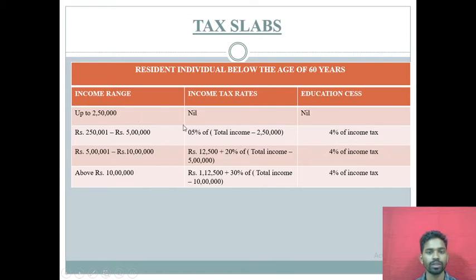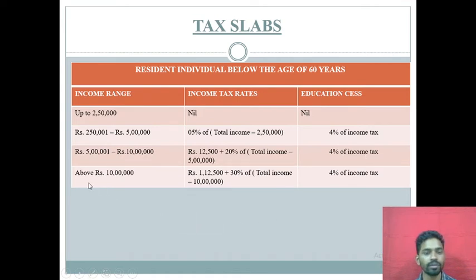Whatever tax comes, on that tax he has to calculate 4%. Next, rupees 5 lakh to rupees 10 lakh, he has to pay how many percentage? 20%. Now how to calculate this 20%? It means total income minus the 5 lakh, whatever amount comes, on that amount he has to pay 20%. And this 12,500 came from the previous category. He has to pay 4% income tax also.